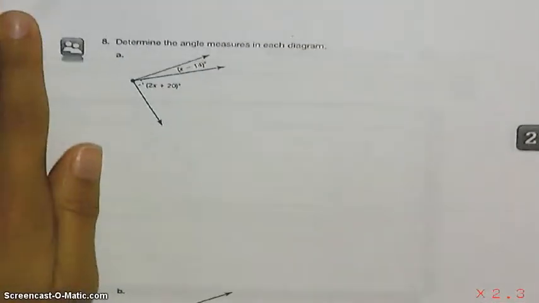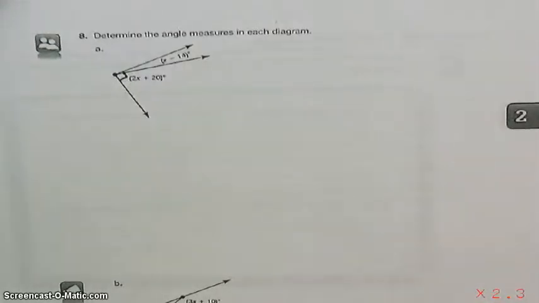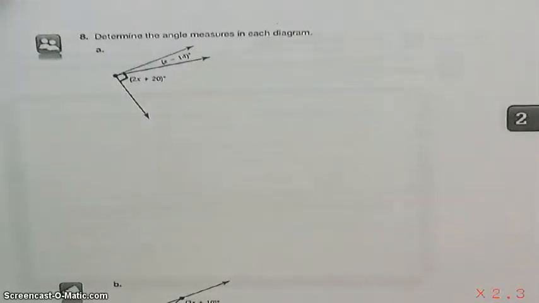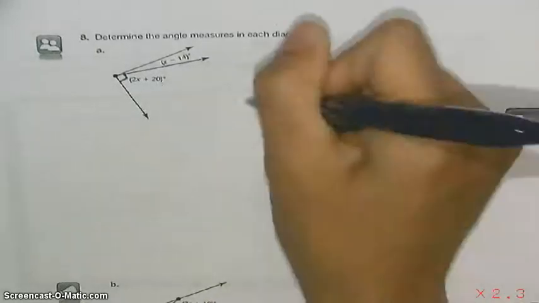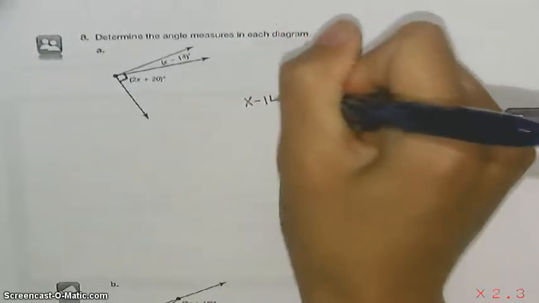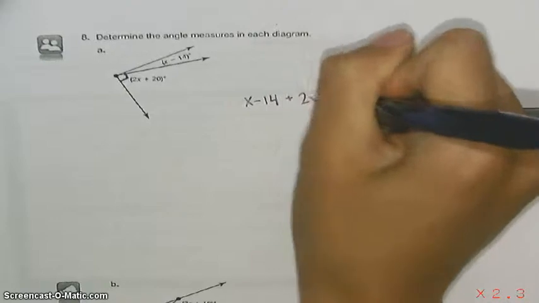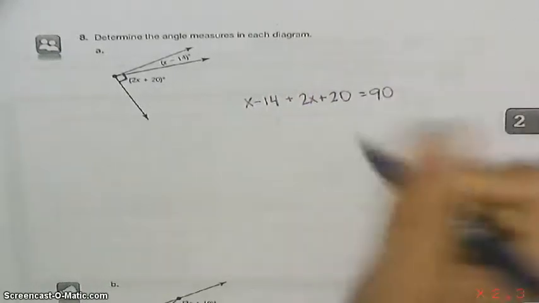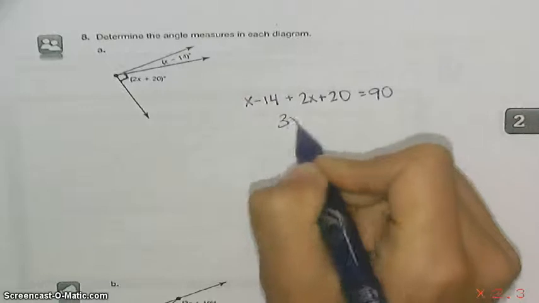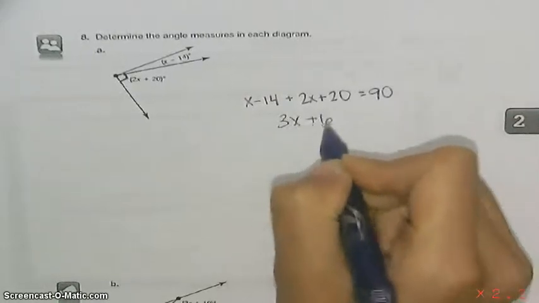Determine the angle measure in each diagram. Well, let's look at what I've got. I see here that these two angles together are making 90 degrees. I see they're complementary. So these two added together equal 90. That's my equation. x minus 14 plus 2x plus 20. So these two angles together equal 90. Simplify this as 3x plus 6. Right, I just put my like terms together.